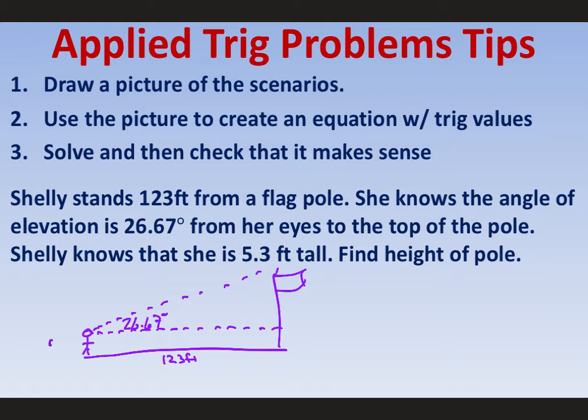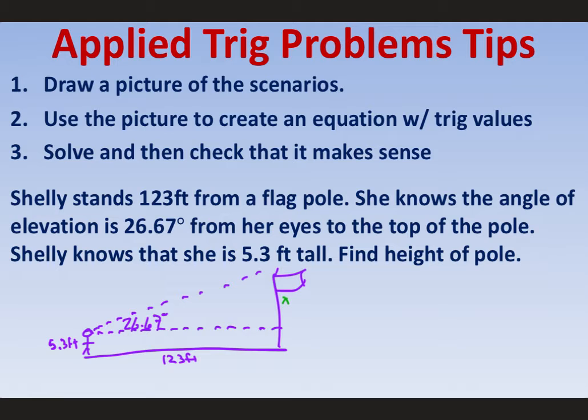All right, she also knows that she's 5.3 feet tall. So we know that her eyes are a little bit off the ground already. So when we're doing these calculations, we've got to take into account that your eyes aren't in the dirt. Your eyes are at the top of your head, at the top of your body. So when we calculate this distance right here, we can add in her height to get the actual height of the flagpole, because that's what we want to find. We want to find the height of the flagpole. Well, we know the adjacent piece. We know this 123. We want to know this opposite piece. So this is what we're looking for right here, this x.